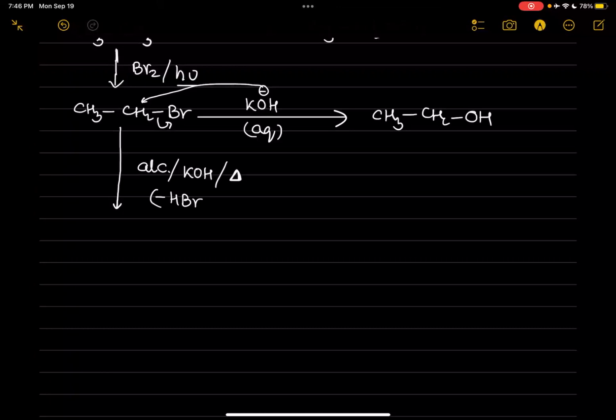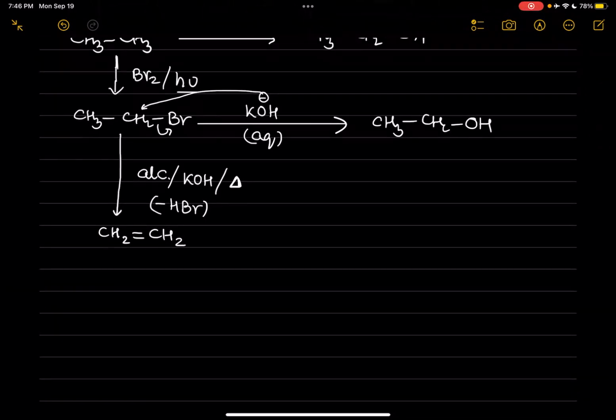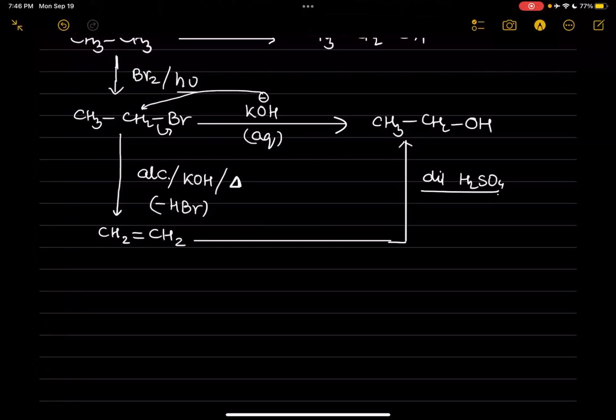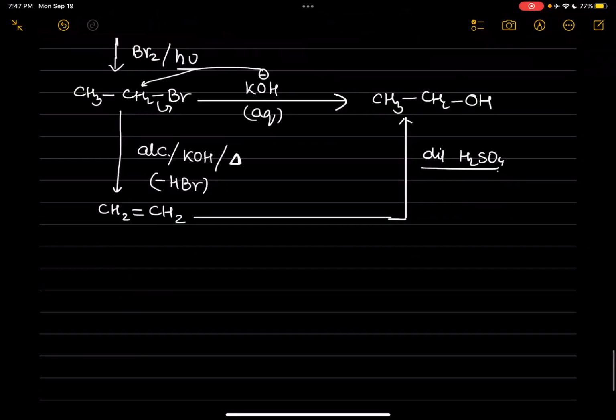And what are we going to get? We are going to get an alkene. That's what we studied in the alkyl halide chapter. Aqueous KOH is mild and alcoholic KOH is strong, right? So it eliminates the HBr. And from the alkene also you can come down to alcohol by taking dilute H2SO4. Is it clear? Imad, Anushka, Ryan, is it clear or not? Yes, sir. Clear to everyone? So this is the method.